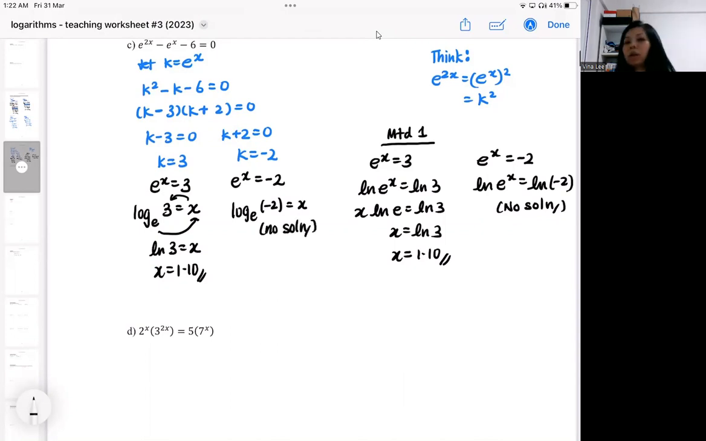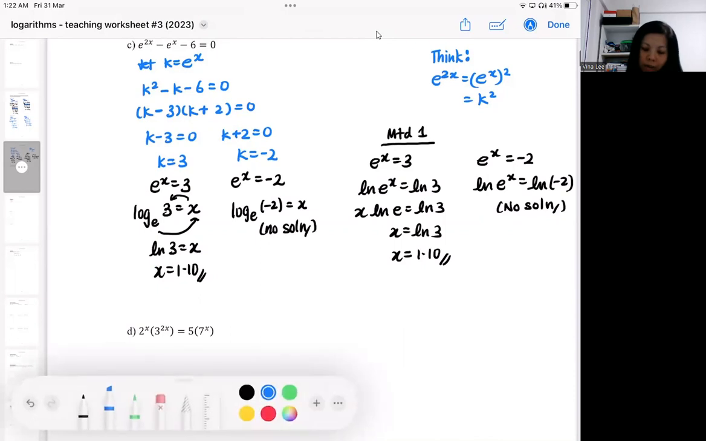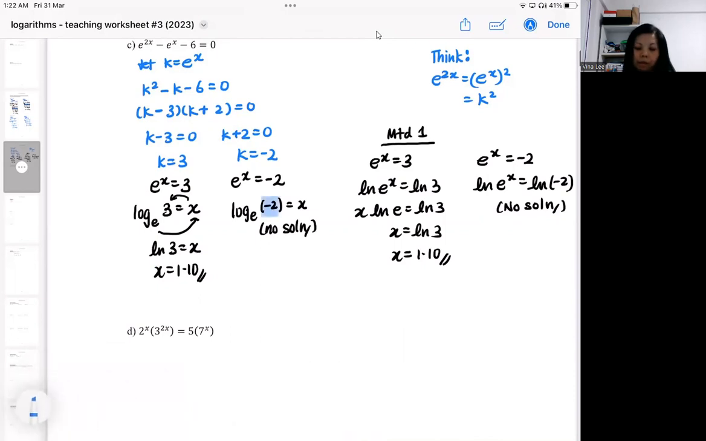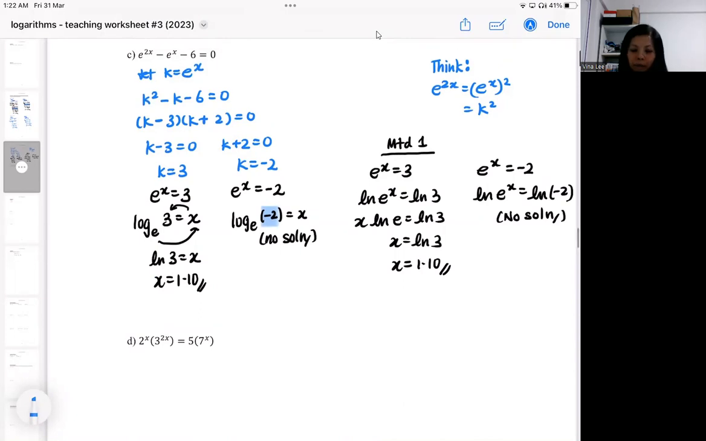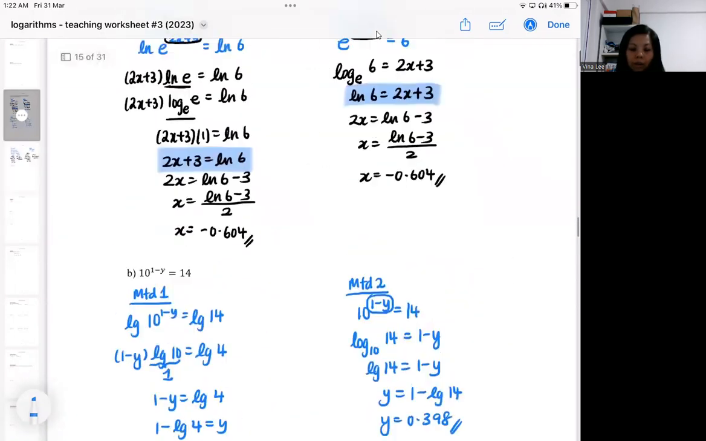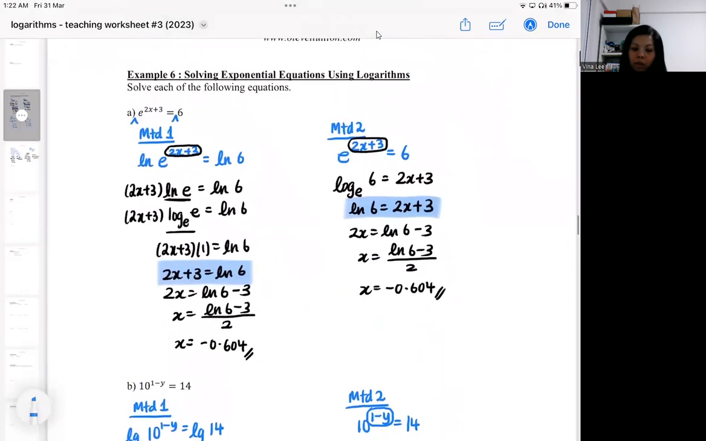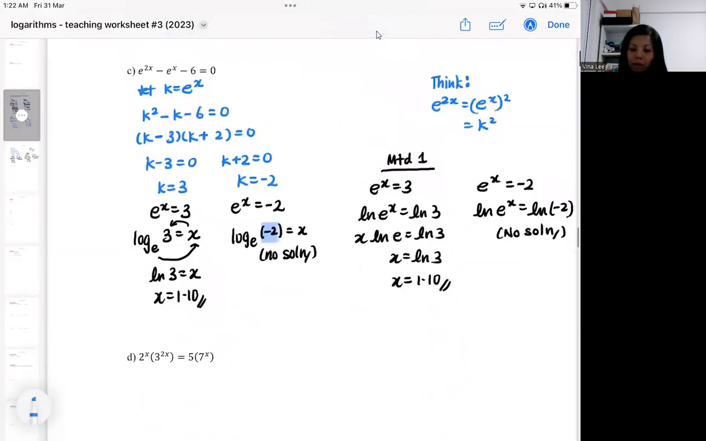Because if you still remember, we cannot take log of a negative number. So either way, whether you do method 1 or method 2, the answer is the same. So it's up to you. You decide. You standardize the method for yourself. So the method is the same as what has been shown in 6a and 6b.